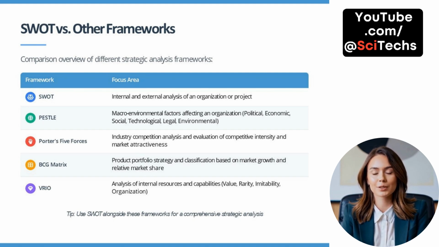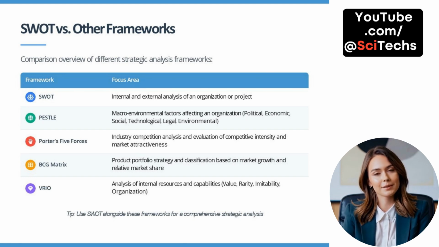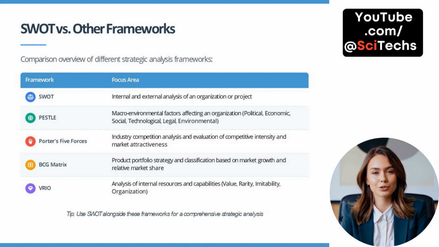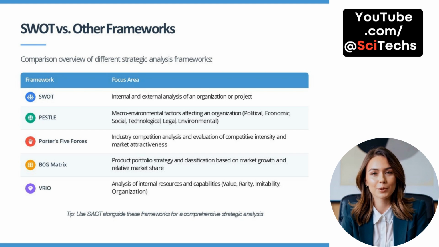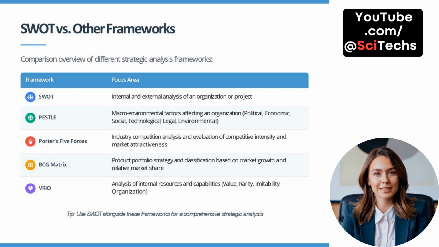Each of these frameworks offers a unique lens. The best practice is to use SWOT alongside these tools for a more comprehensive strategy. For science and engineering professionals, combining frameworks enables more precise risk assessments, innovation planning, and competitive positioning.